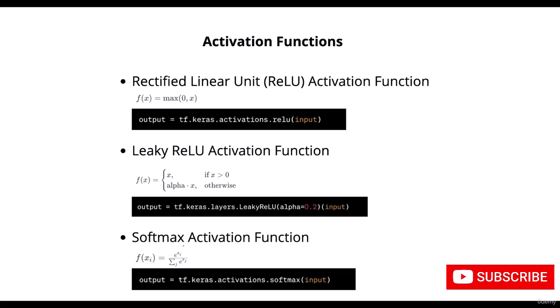Next is the softmax activation function. The softmax activation function is commonly used in the output layer of neural networks for multi-class classification tasks. It squashes the input values into a probability distribution over multiple classes, ensuring that the output sums to 1. Mathematically it is represented as function of x_i equal to e raised to x_i divided by summation of e raised to x_j. TensorFlow usage is output equal to tf.keras.activations.softmax and pass the input to it.